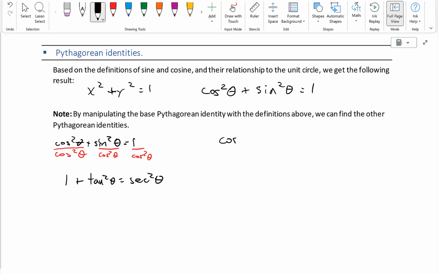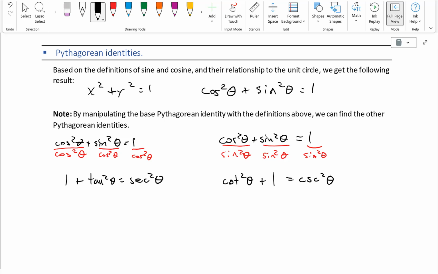If we divide by sine squared theta instead, I'll start again with cosine squared theta plus sine squared theta equals 1, and this time we'll divide by sine squared theta everywhere. We can get an identity that involves cotangent and cosecant. Cosine squared theta over sine squared theta gives us cotangent squared theta. Sine squared theta divided by itself gives us the plus 1 there, and 1 over sine squared theta is cosecant squared theta. So we'll have Pythagorean identities involving all the 6 trig functions, all with the function squared.